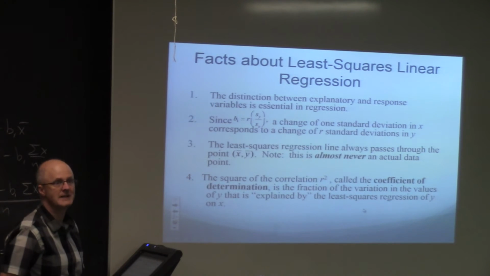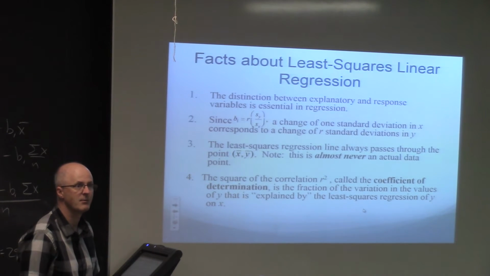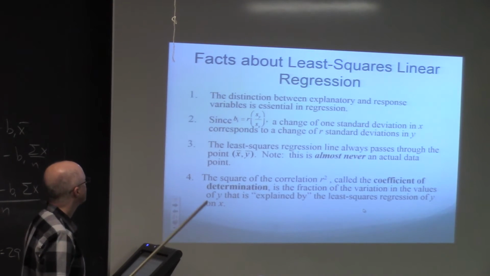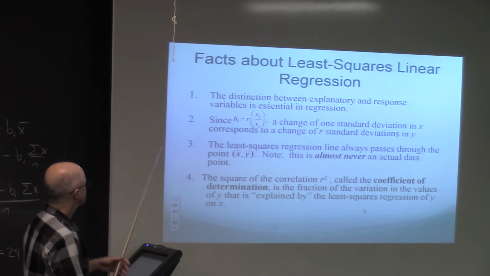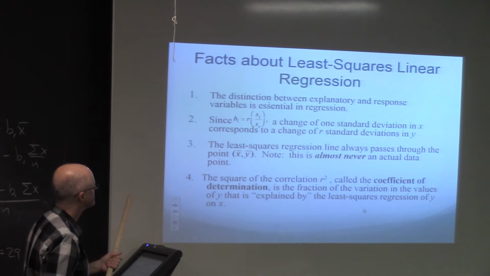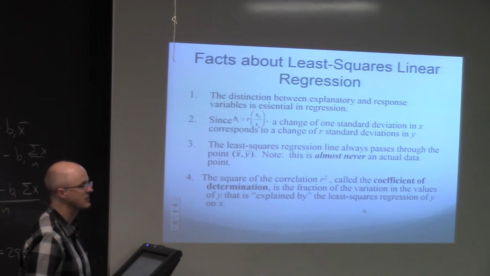The distinction between explanatory and response is essential in regression. If you swap the roles of the variables, you get a different answer. And it's not the inverse function. They're not inverses of each other like I mentioned last time. The second fact basically says that in terms of standardized units, y changes by less than x along your regression line because r itself, the correlation, is between -1 and 1.